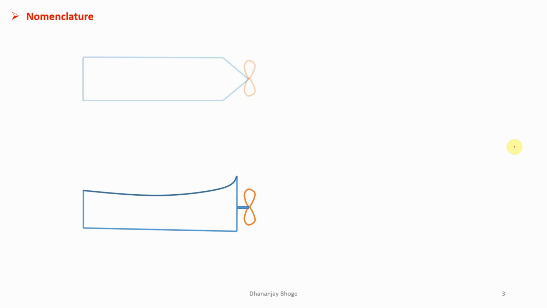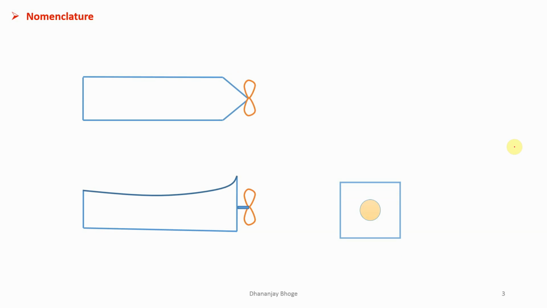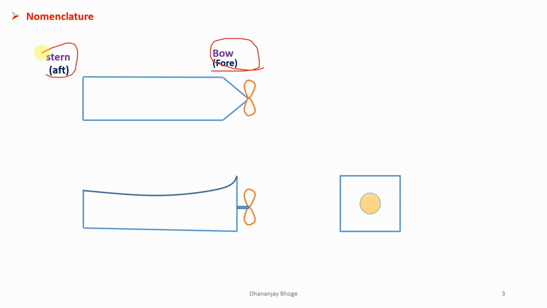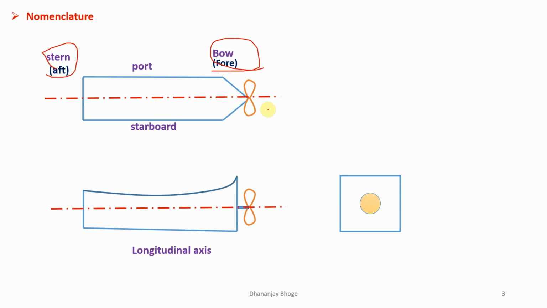Let us revisit the nomenclature of ship. So, this is front view of the ship, this is top view, and this is side view. Okay. Front end is called as bow or fore end. Back end is called as stern or aft. Left hand side of the ship is called as port and right hand side is called as starboard. This is the longitudinal axis about which the rotor or propeller of ship rotates.